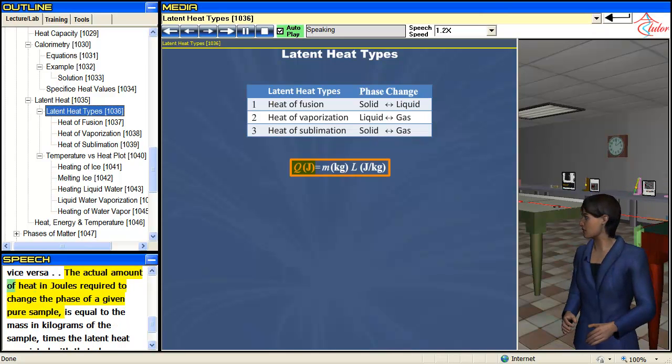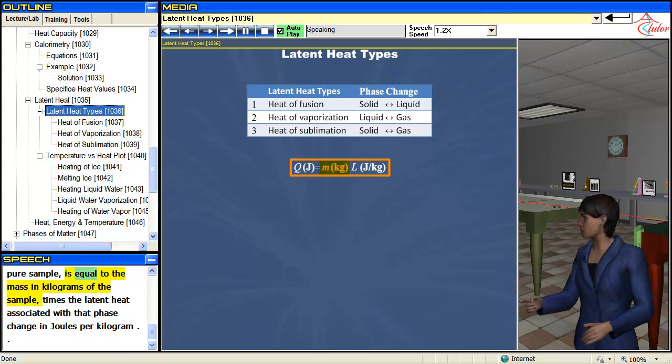The actual amount of heat in joules required to change the phase of a given pure sample is equal to the mass in kilograms of the sample, times the latent heat associated with the phase change in joules per kilogram.